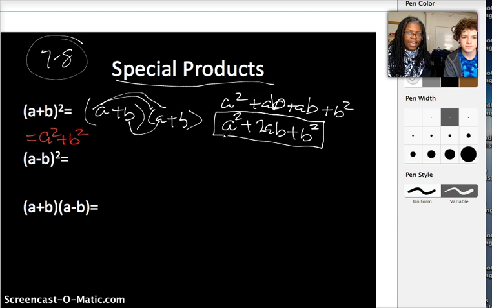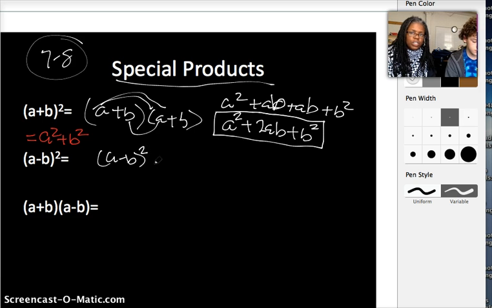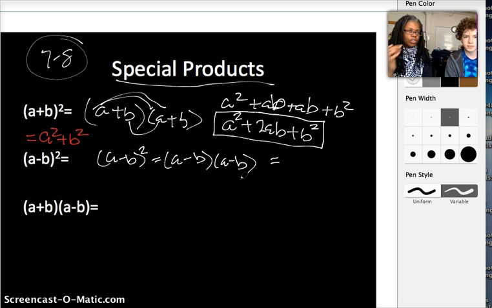So we have A squared, 2AB, and B squared. This is going to be the form, and we're going to use this form every time we multiply perfect squares. We can do the same thing here, A minus B quantity squared. We get A minus B times A minus B. What do you think is going to happen? How do you think this product is going to relate to this one here? Can you anticipate it?